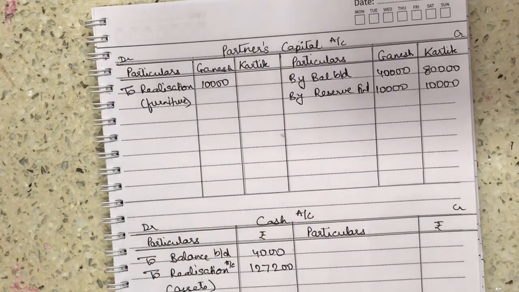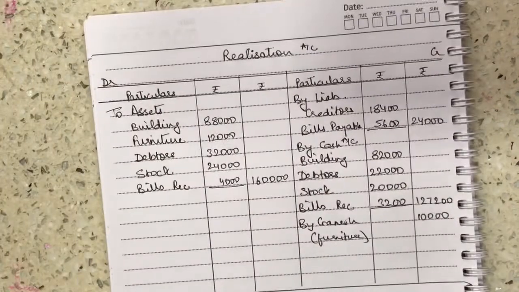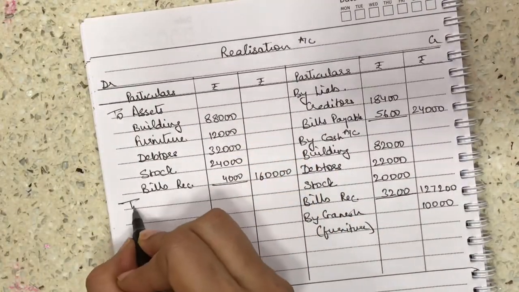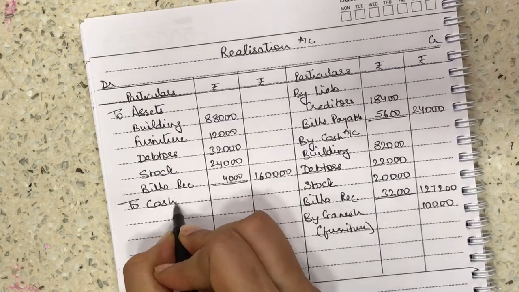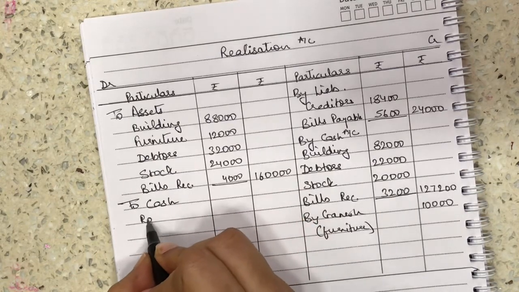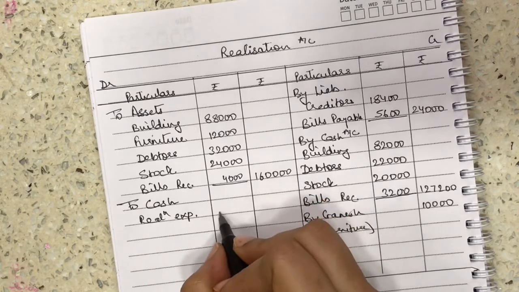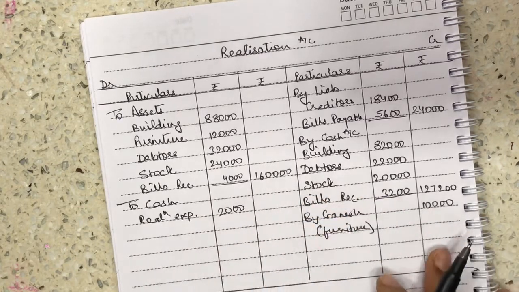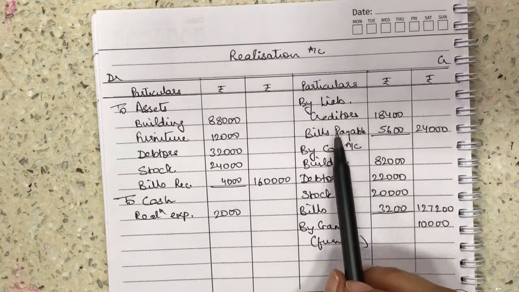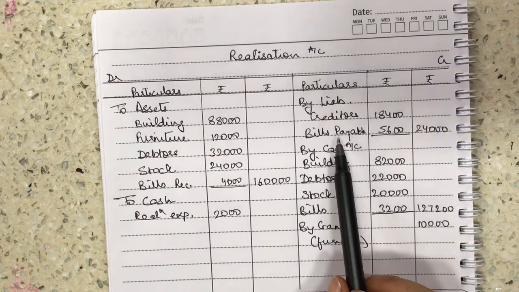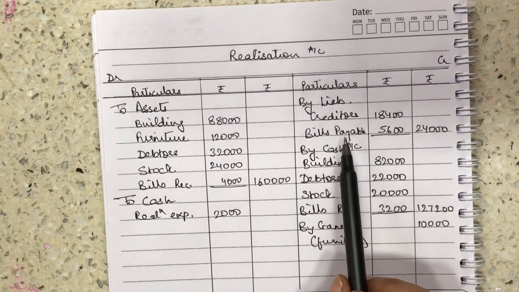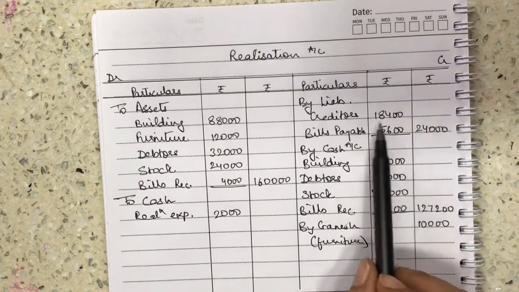What else is given to us? Realization expenses are 2,000. So here you will write to cash, realization expenses 2,000. Now another thing, these outside liabilities, creditors and bills payable, they are not telling us that they have repaid. In absence of any such information, we are assuming that it is paid at this value.